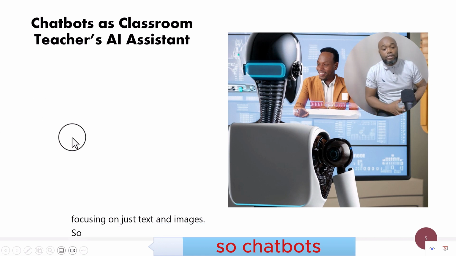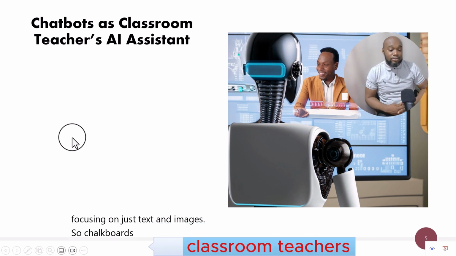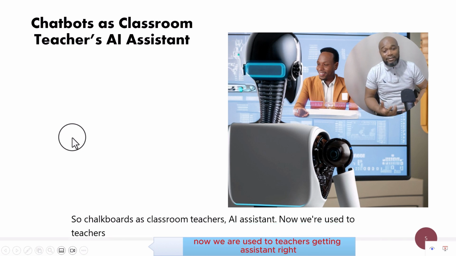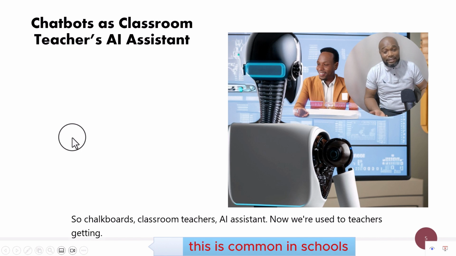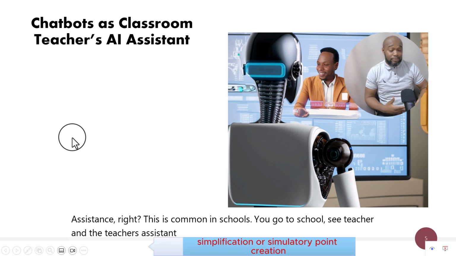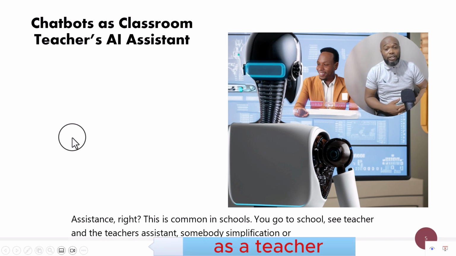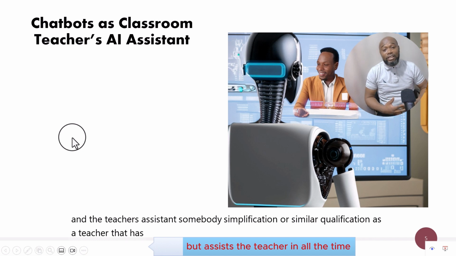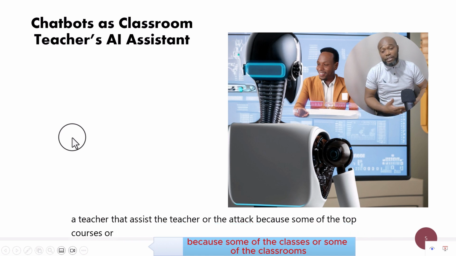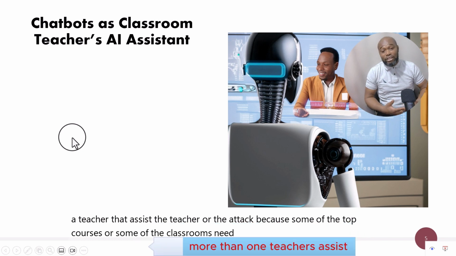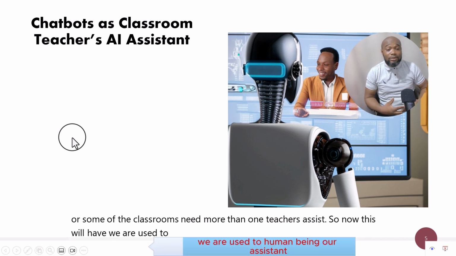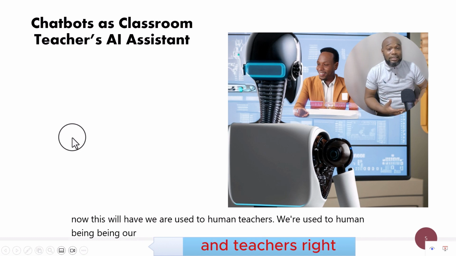So chatbots, classroom teachers, AI assistant. Now we're used to teachers getting assistants, right? This is common in schools. You go to school, you see a teacher and a teacher's assistant. Somebody with the same or similar qualification as a teacher, but who assists the teacher all that time, because some of the top courses or some of the classrooms need more than one teacher to assist. So now we are used to human teachers. We're used to human beings as our assistants and teachers, right?